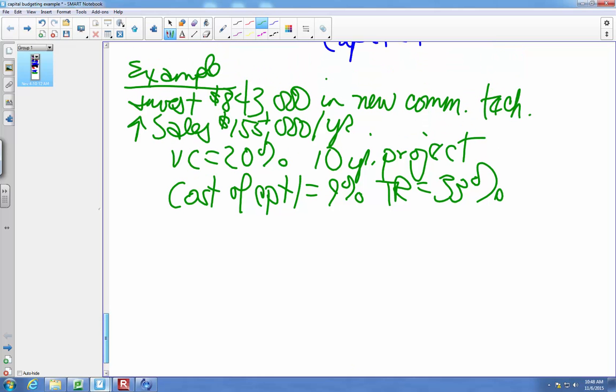I'm investing $843,000 in new communications technology. I think it's going to pop my sales up $155,000 a year. My variable costs are 20%. I have no fixed costs associated with the project because it's digital technology. I'm not going to have to actually repair and maintain it. But I'm going to have to hire somebody to run it. That's the variable cost. My cost of capital is 9%. My tax rate is 33%. It is a 10-year project. You need to figure out my annual cash flow, and then we're going to throw that into our calculation.